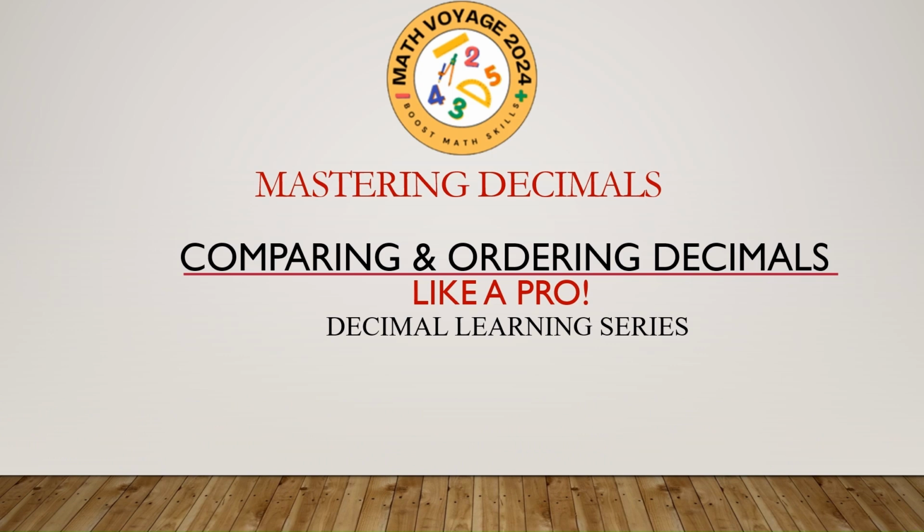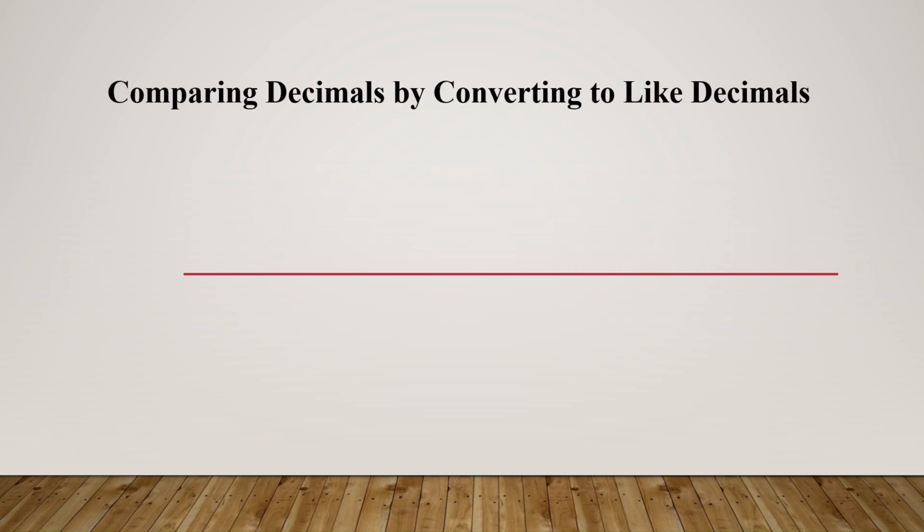Sometimes comparing decimals can be tricky because they look different. But there is a simple trick. Make them look alike by adding zeros. Extra zeros don't change the value, but they help us compare easily.